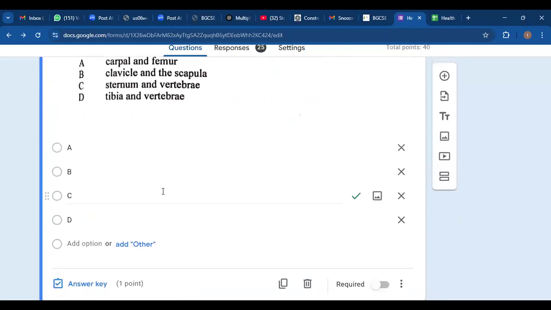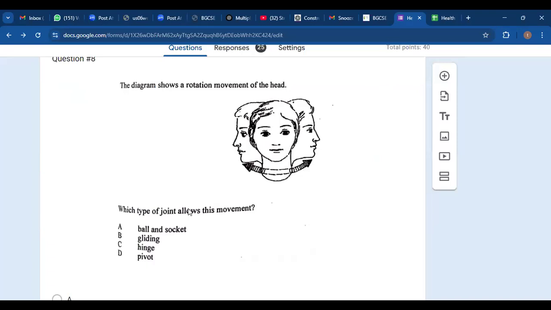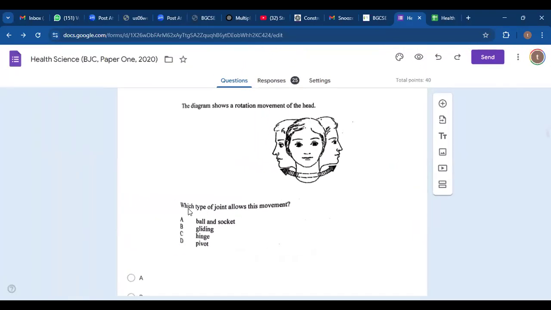You all know what the sternum is, right? The sternum is that middle flat piece of bone that connects the rib cage. And obviously the vertebrae is the backbone. So that's C. Are y'all still following or did y'all get lost? Yes, sir, following.